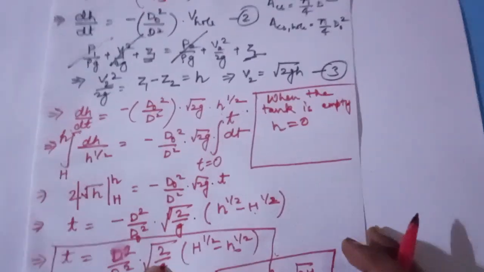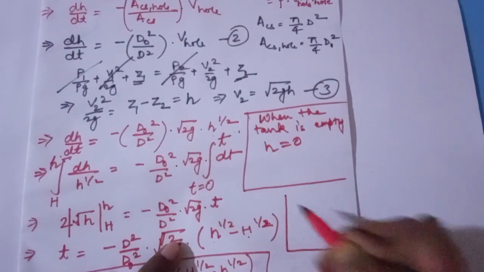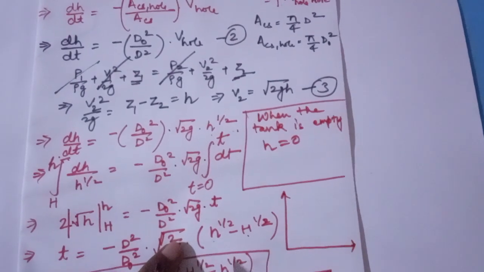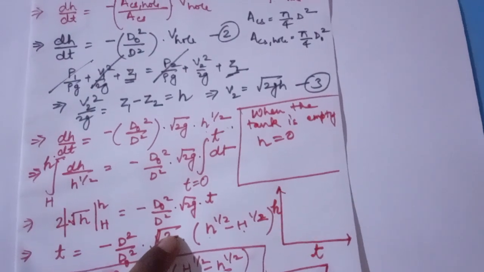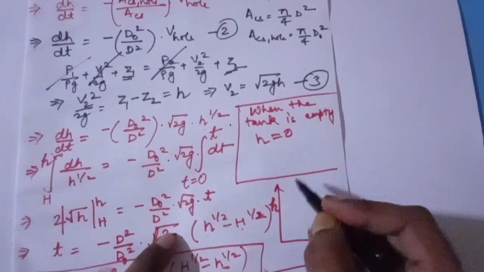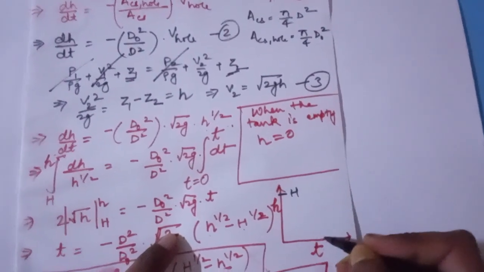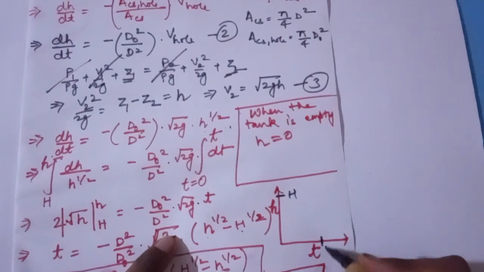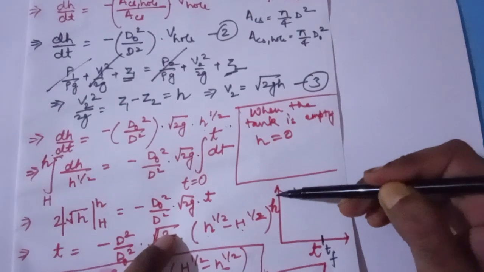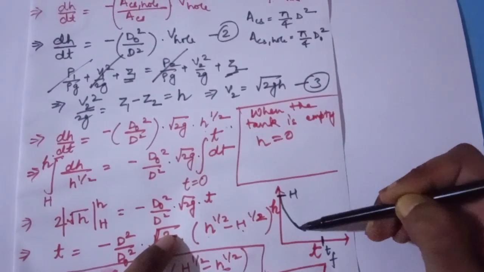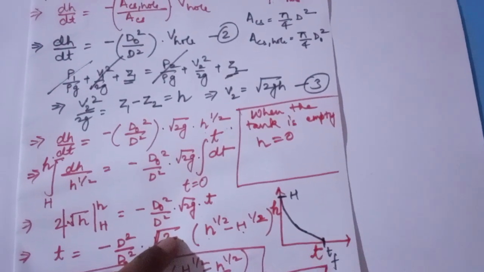Let me briefly draw the graph here. For this equation, if you want to draw the graph between the height and the time, this is the height axis and this is the time axis. Suppose at time t the height is h, and at this time t final, the height is 0. If you plot the graph, it will be something like this. So this is the graph between the height and the time.